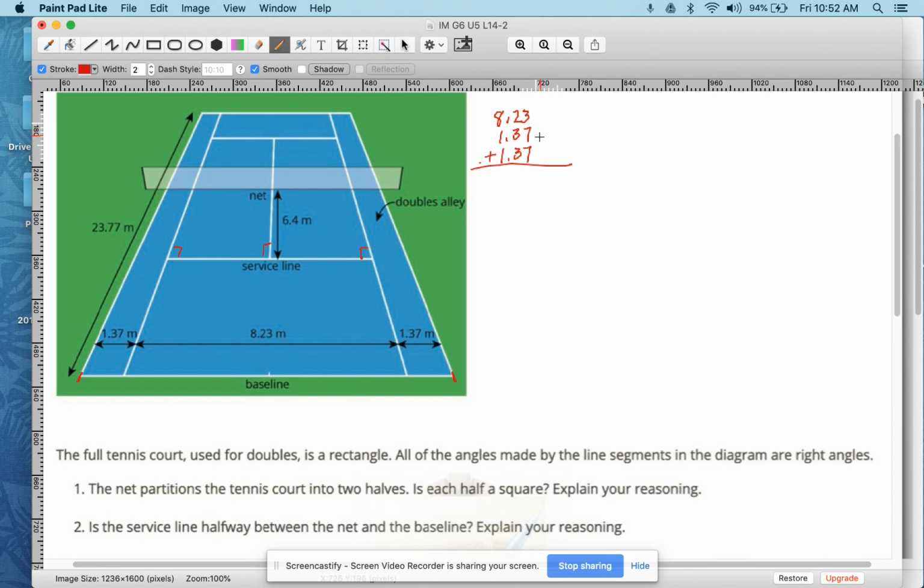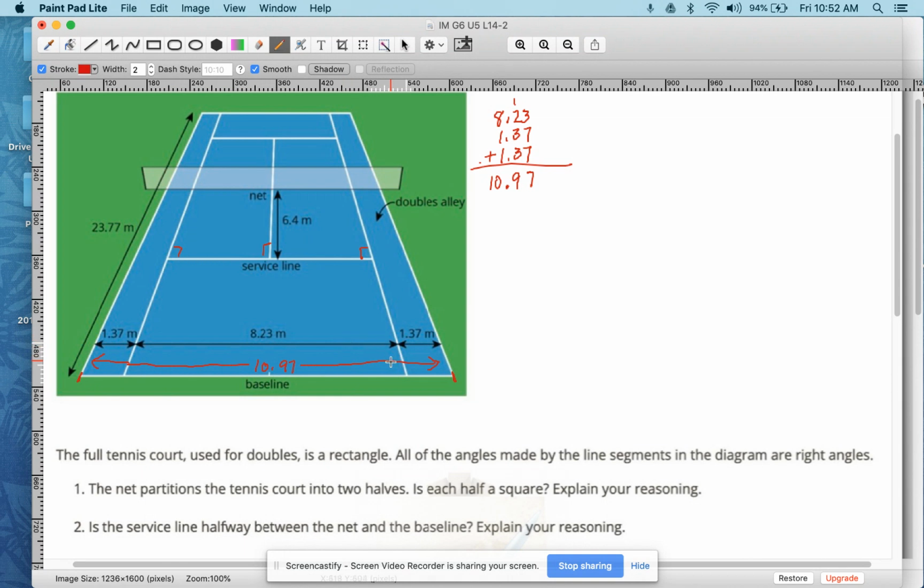3 plus 7 is 10, plus 7 is 17. Carry my 1. 1 plus 2 is 3, plus 3 is 6, plus 3 is 9. Here's my decimal point. 8 plus 1 is 9, plus 1 is 10. So I know the length between here and the side is 10.97. So here is my length. You guys might be a little better with your straight lines, but from one edge to the other is 10.97.